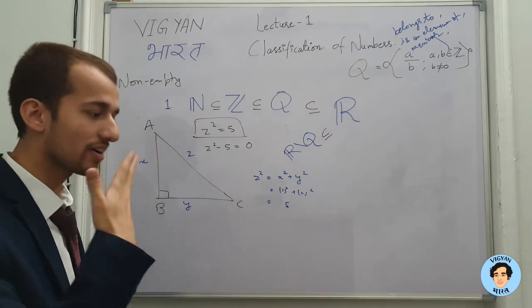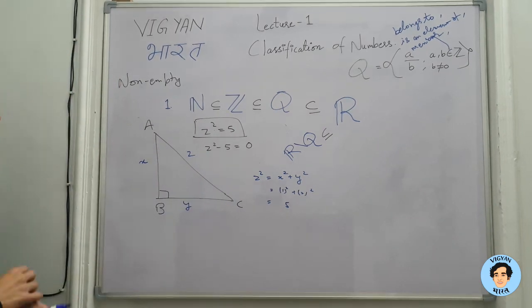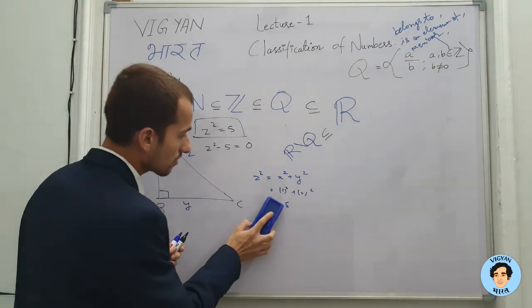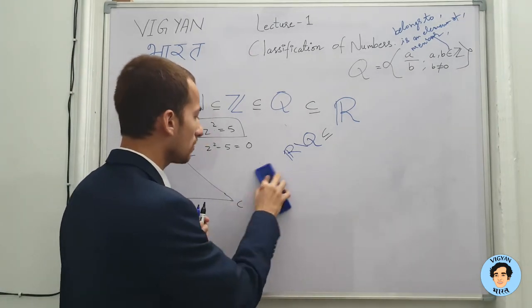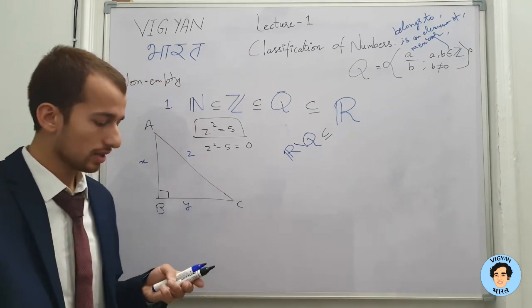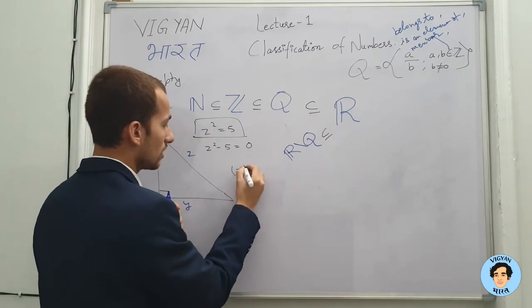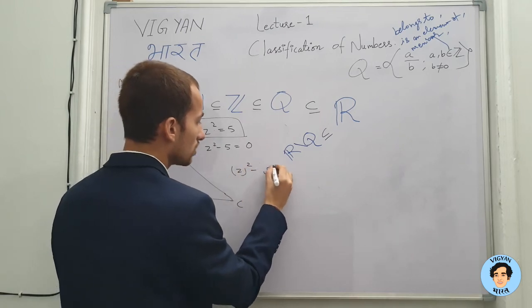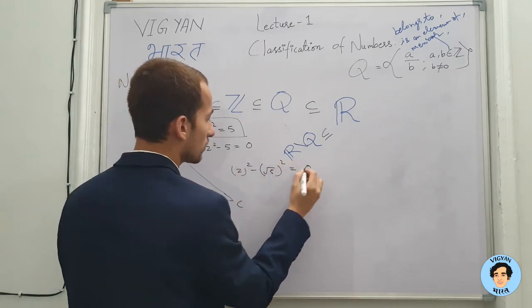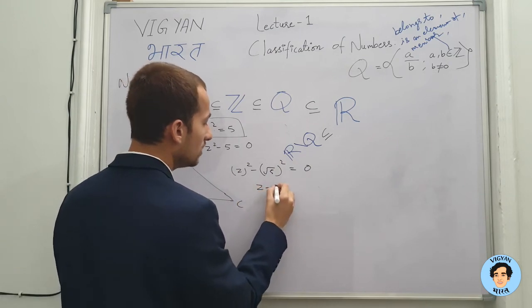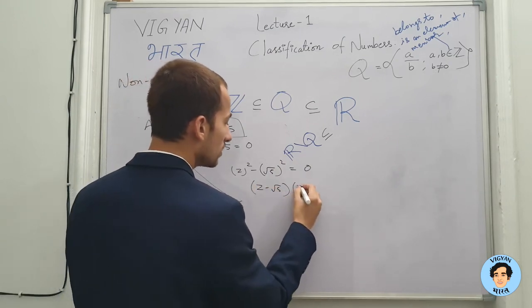I can refine it like this. And those zeros are nothing but square root of 5 and minus square root of 5. If you solve it using the basics of identities, Z square minus square root of 5 square, we can write A square minus B square as A minus B, A plus B.